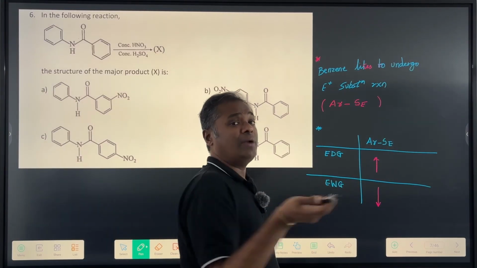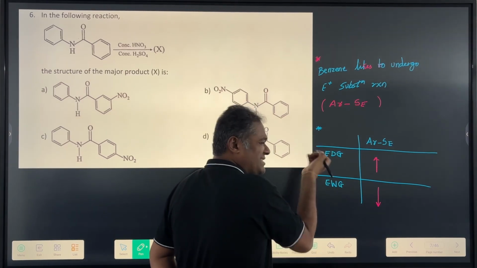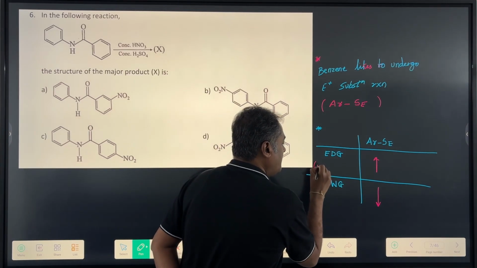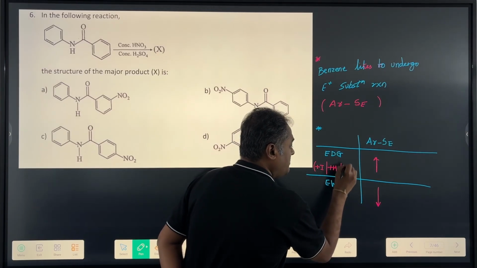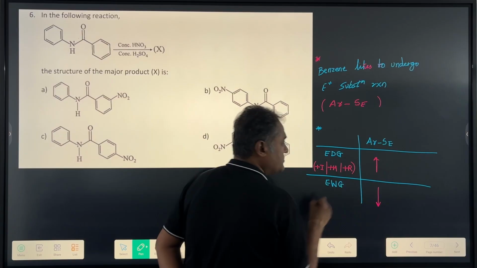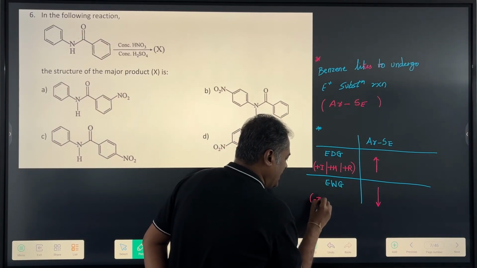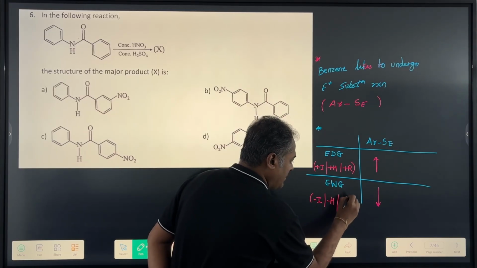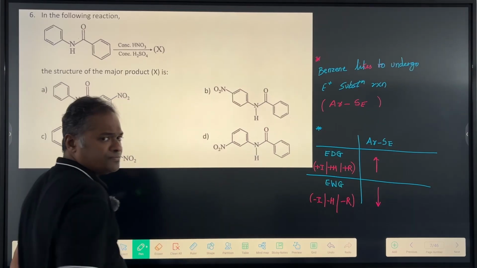Now, what is donating and what is withdrawing group? I think you all should know by now, or if you don't know, please see. Donating groups are the ones which show positive effect like plus I, plus H, even plus R is also possible. Whereas electron withdrawing groups are the ones showing negative effect, minus I, minus H and minus R. So now let's come to our question.